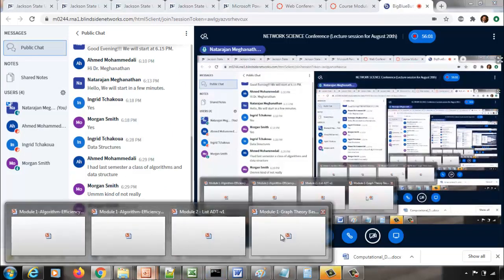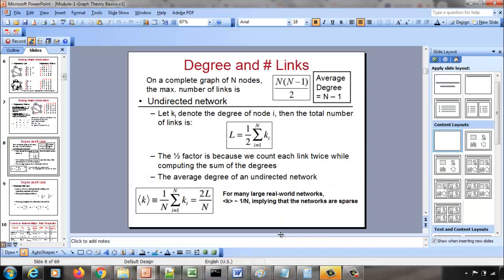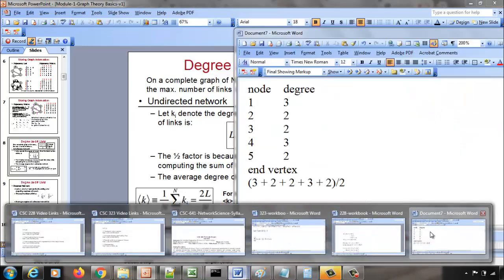Okay, so let us continue. So now you could also have another interesting relation involving the average degree of the nodes and the number of links and nodes in the graph. According to this formula, let me type it out here, that's easier to visualize.